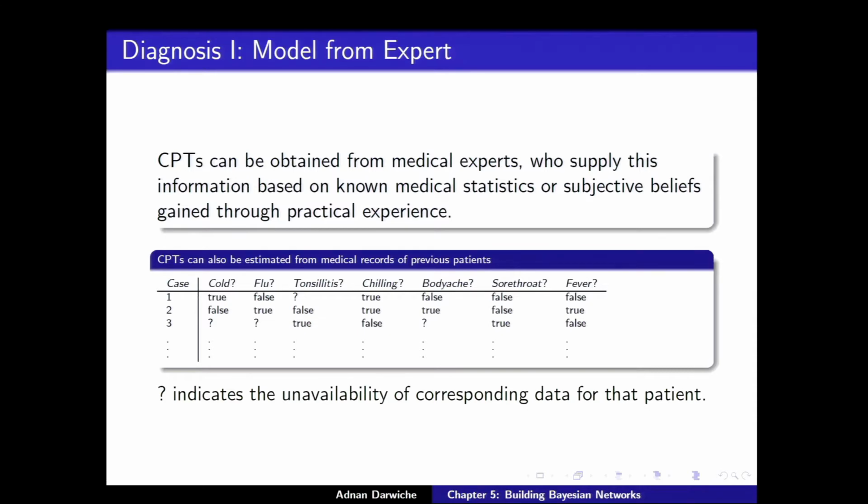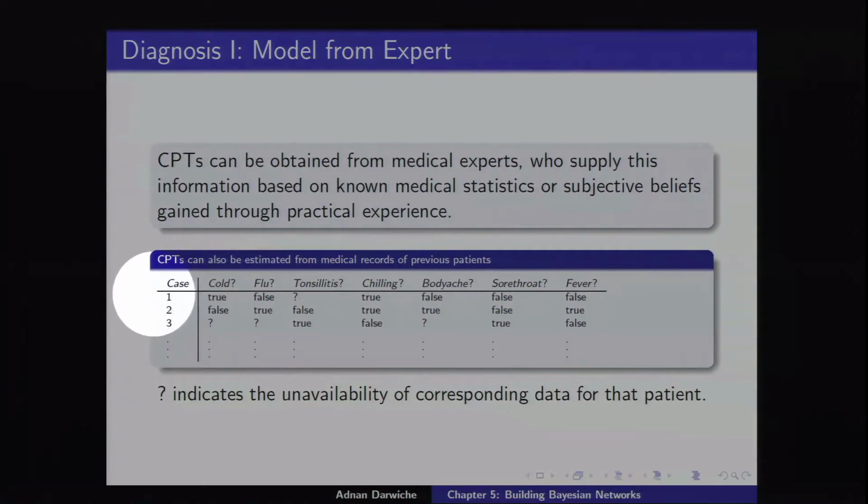Sometimes these statistics have been collected, but the thing that we're going to talk about later is you can learn these from data. You can estimate these CPTs or parameters from data. But first, what is data? Again, just to prepare for the future, data looks like this. Here are the variables we have, and think of each row as a particular patient. And the question mark means I don't know that about this patient.